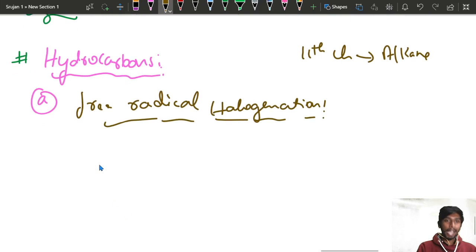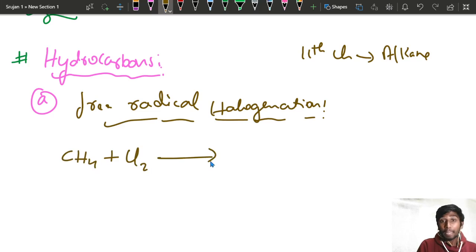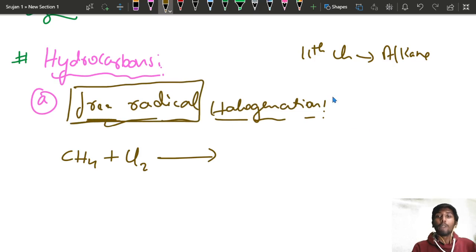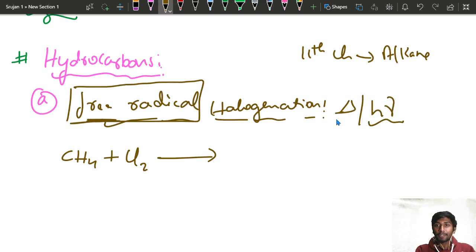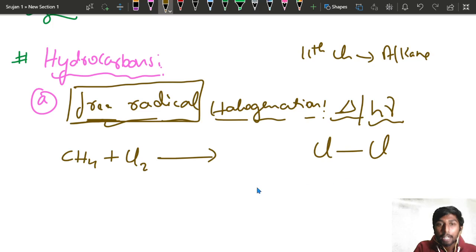Okay, this is a free radical halogenation. So what you are doing in this case, you are taking methane and treating it with 1 mole of Cl2 in the presence of, remember, heat or sunlight. A free radical is only possible when you are heating or when you are passing sunlight through it. When you pass sunlight or heat, you get the free radical. What is a free radical? Free radical means there is a homolytic cleavage.